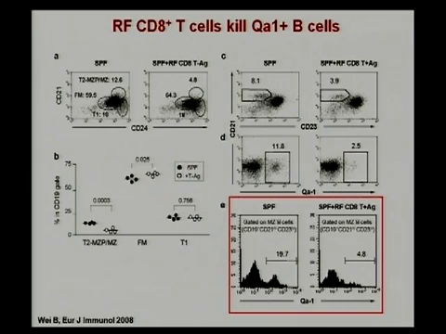And we also found that if we took those cells and put them into a mouse carrying regular microbiota, those cells went out and they actually killed cells carrying Qa1. And here's an example of the cells under regular conditions, and if you transfer these cells, just a few days later, they were quite depleted.